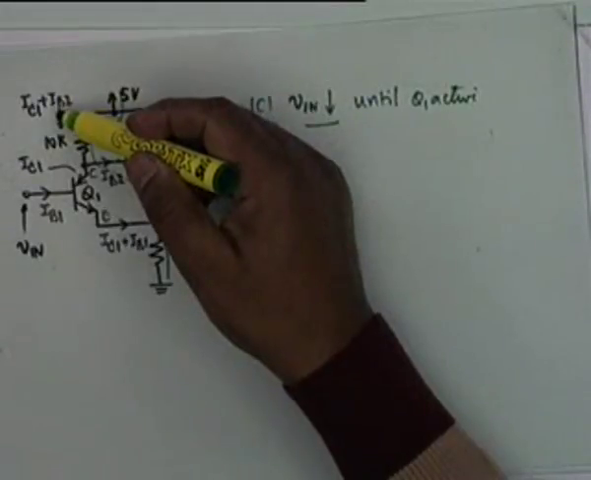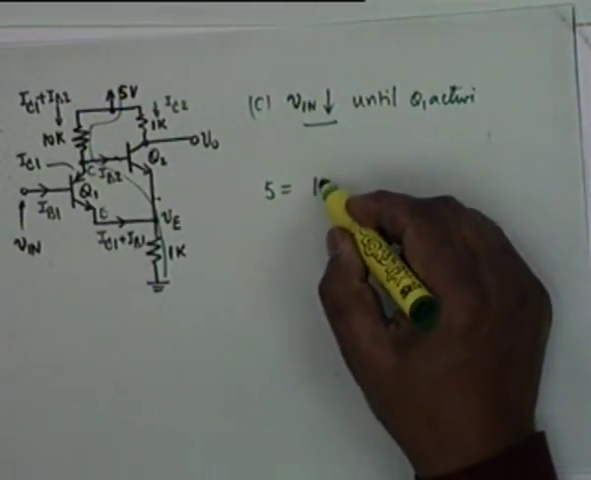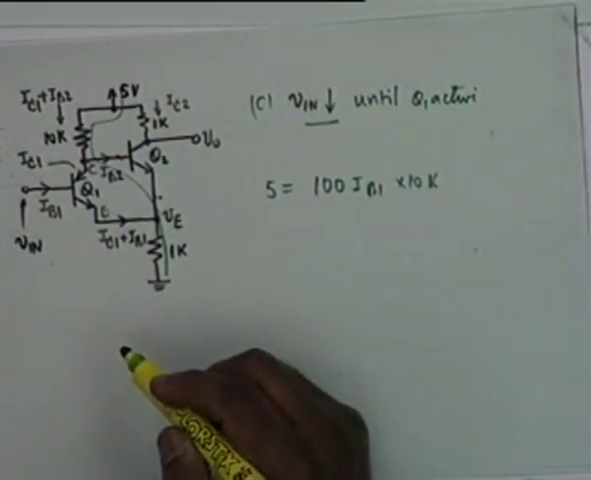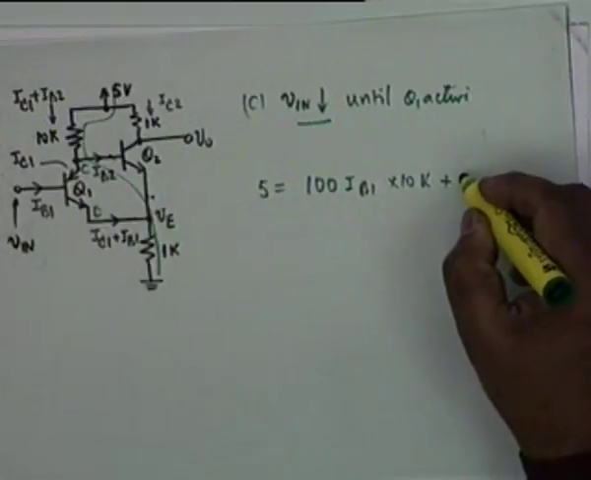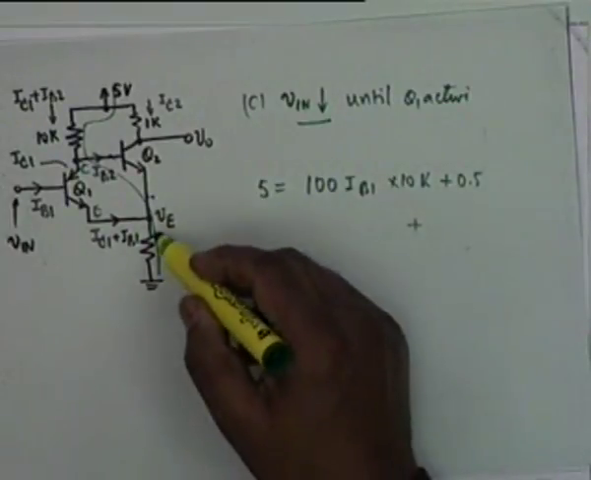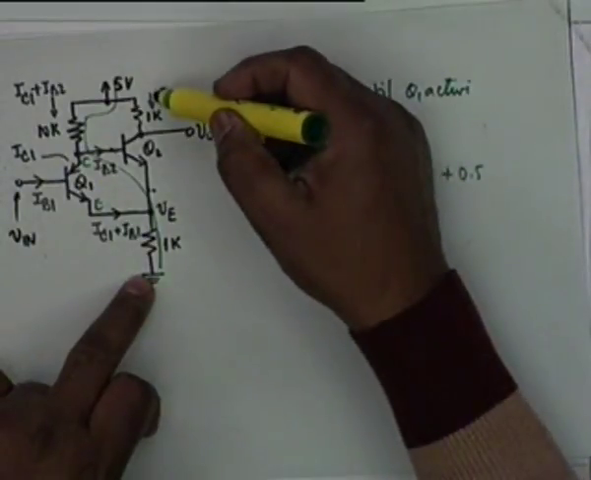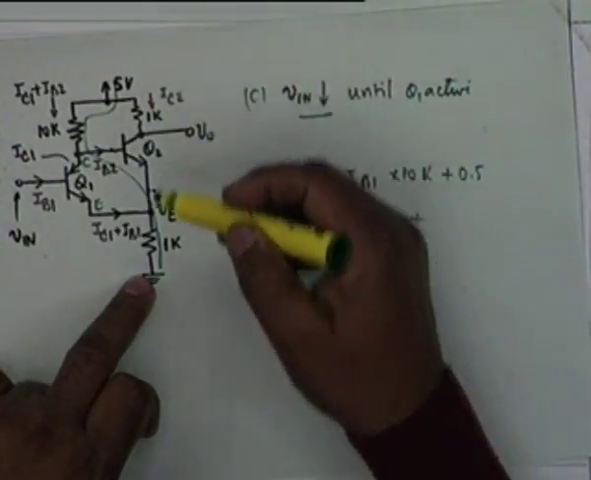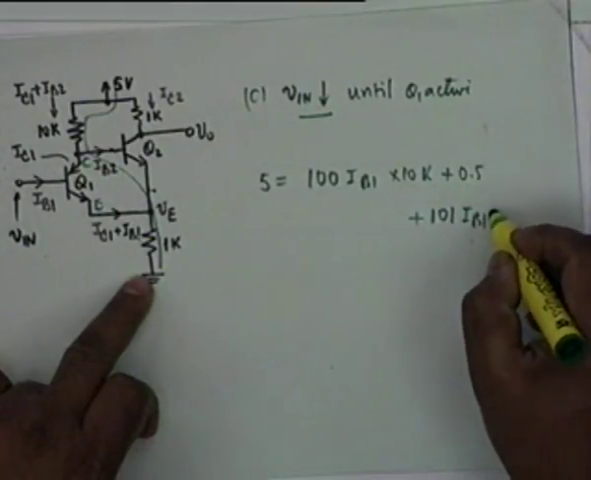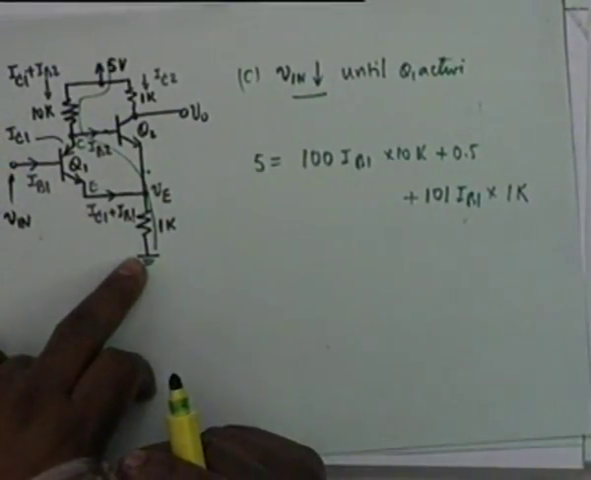Then IC1 would be simply 100 times IB1, so it will be 100 times IB1 multiplied by 10K. This is the drop here, plus the cut-in voltage, which is 0.5, plus VE. What would be VE now? This current has just started flowing, so it is still 0. So VE would be IC1 plus IB1, that means 101 IB1 multiplied by 1K. Alright? Is the point clear?